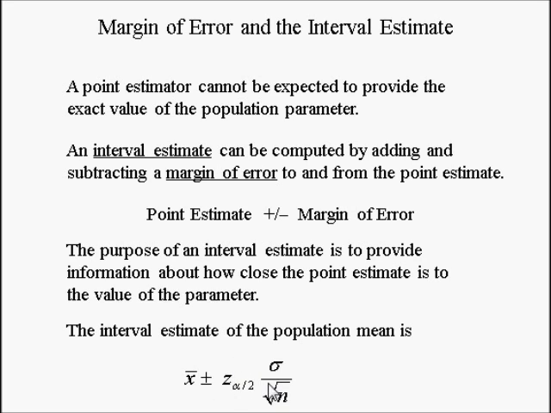or the z-value times the standard error of the sample mean, which is just the standard deviation of the population, divided by the square root of n. When sigma is known, we use z. When sigma is unknown, we use an estimate of sigma, and for that reason we use a t-value instead of z, where s is the sample standard deviation.